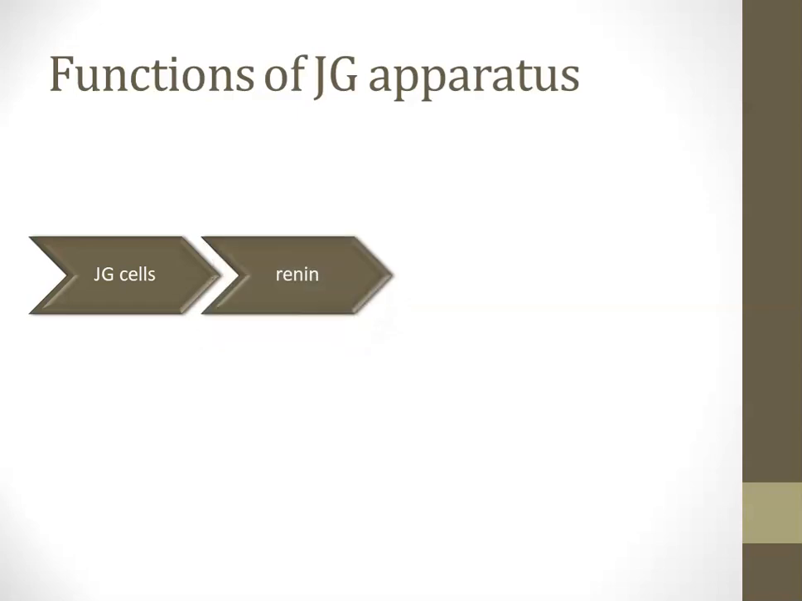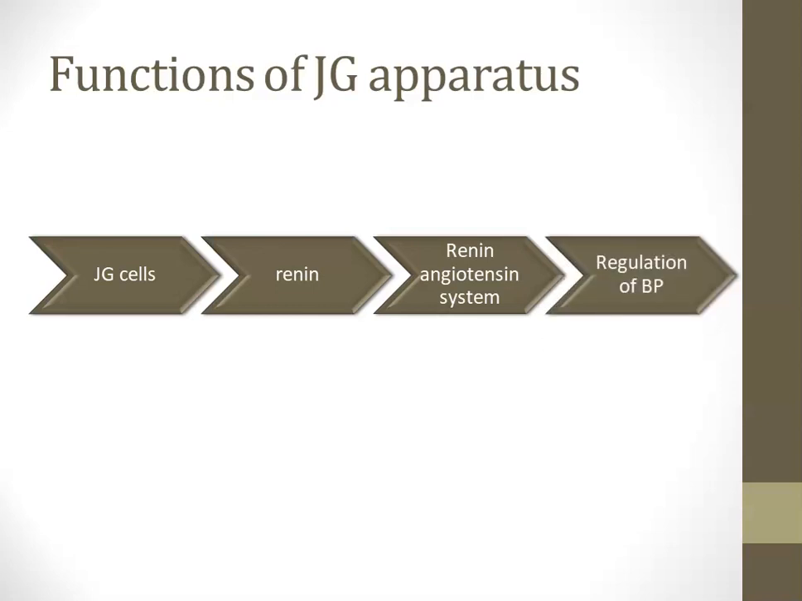So next comes the function of the juxtaglomerular apparatus. The juxtaglomerular cells secrete renin, which is involved in the renin-angiotensin system. The renin-angiotensin system is a separate class for you. This renin-angiotensin system helps in the regulation of the blood pressure. So the juxtaglomerular apparatus helps in the regulation of the blood pressure.